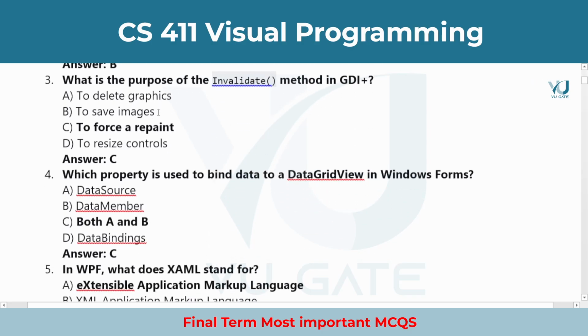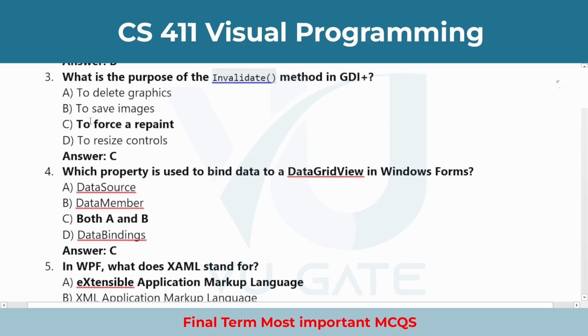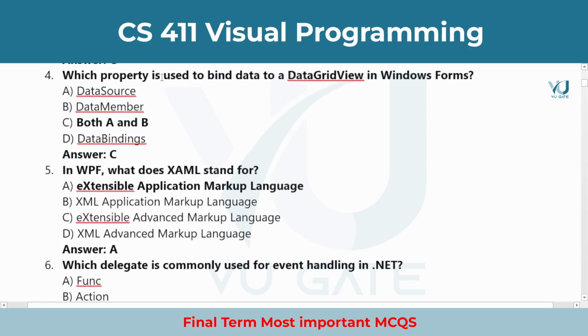Question 3. What is the purpose of the Invalidate method in GDI+? The correct answer is option C, to force a repaint. Question 4. Which property is used to bind data to a DataGridView in Windows Forms? The correct answer is option C, both A and B, DataSource and DataMember.